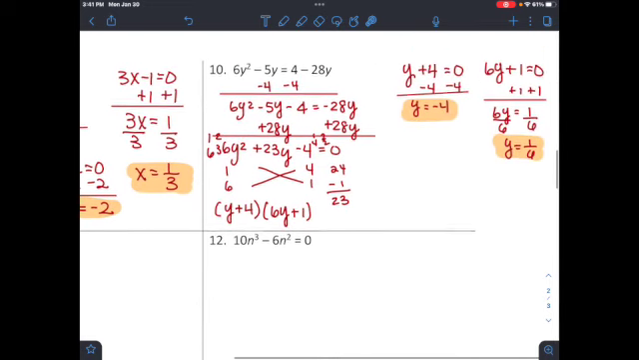For number 10, you have to make sure one side equals 0. So I'm moving the 4. I'm moving the negative 28y. By doing that, I will have 6y squared minus 5y minus 4 equals negative 28y.